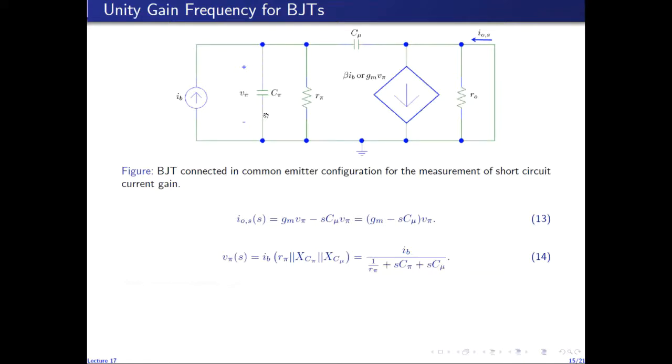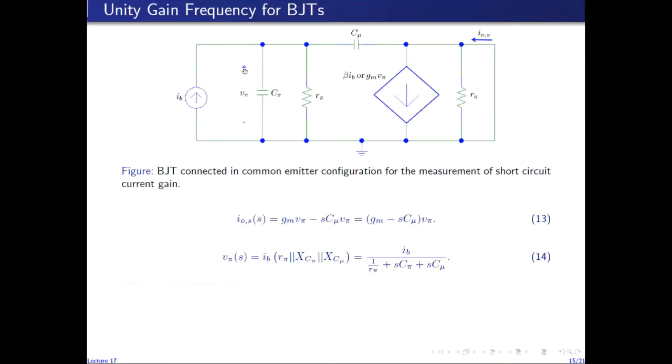Impedance at the base is given by the parallel combination of C pi, R pi, and C mu. So R pi in parallel with XC pi in parallel with XC mu is the impedance between base and emitter, or base and ground, because emitter is grounded. So this is common emitter configuration for the BJT.